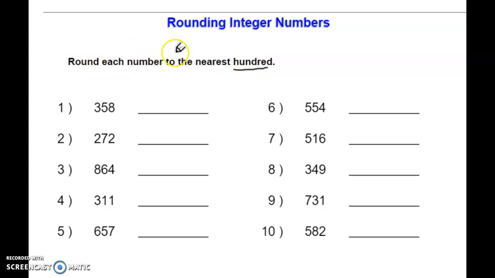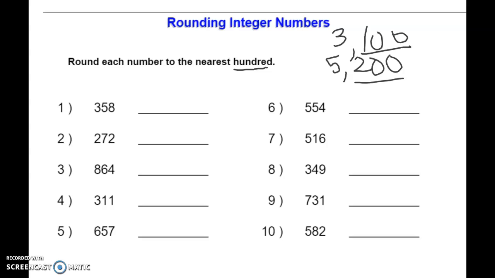So when it says to round by hundreds, that means that the last three digits will be 100. So maybe it's 5,200 or 3,100, but my last three digits are 100. 100, 200, 300, 400, 500.